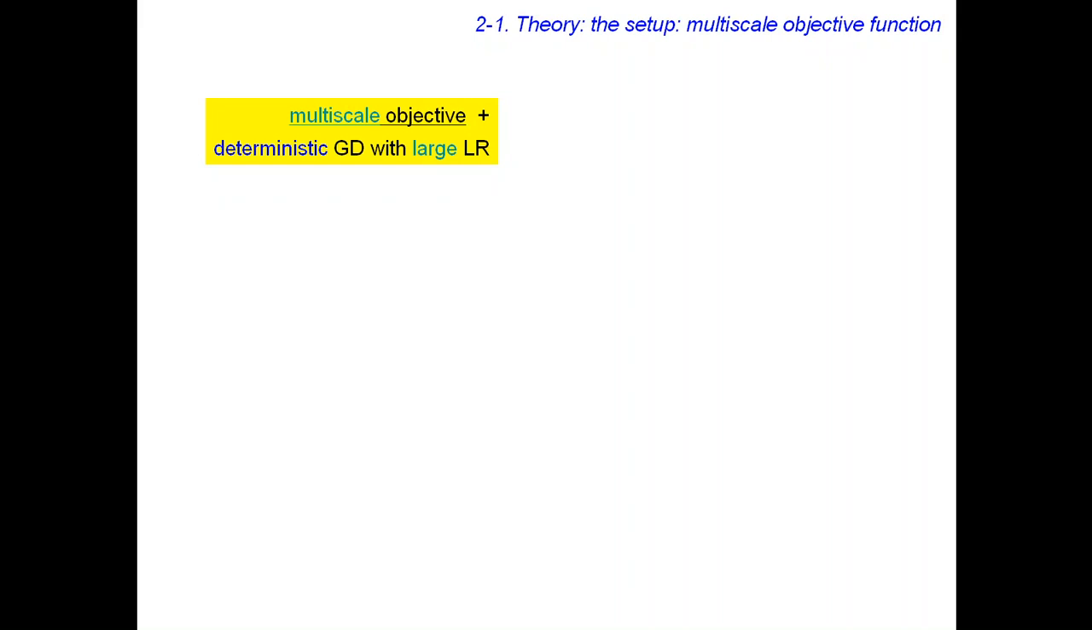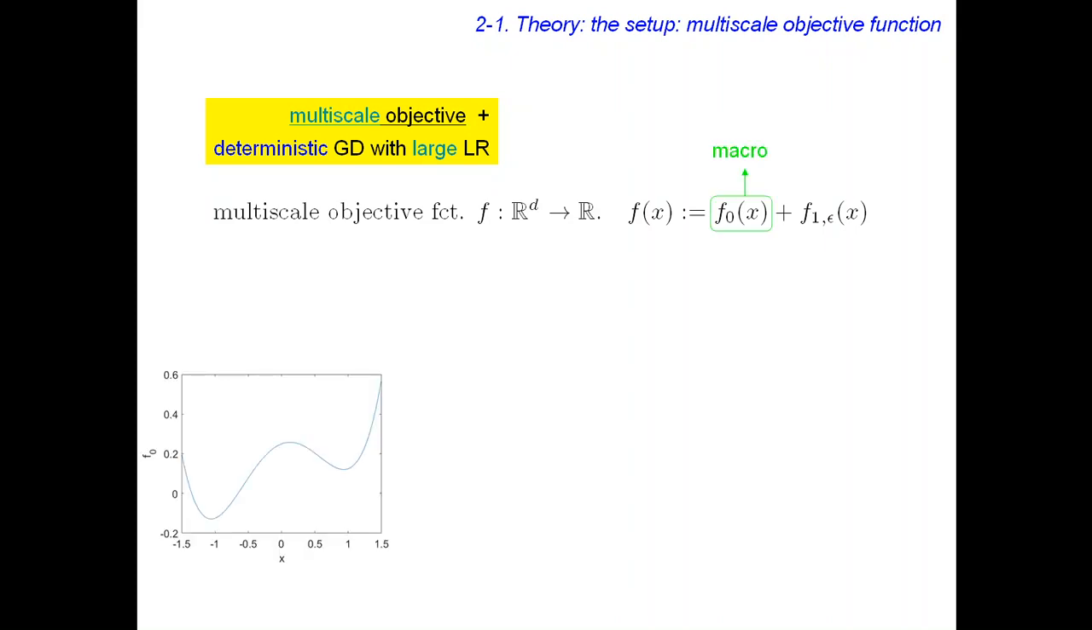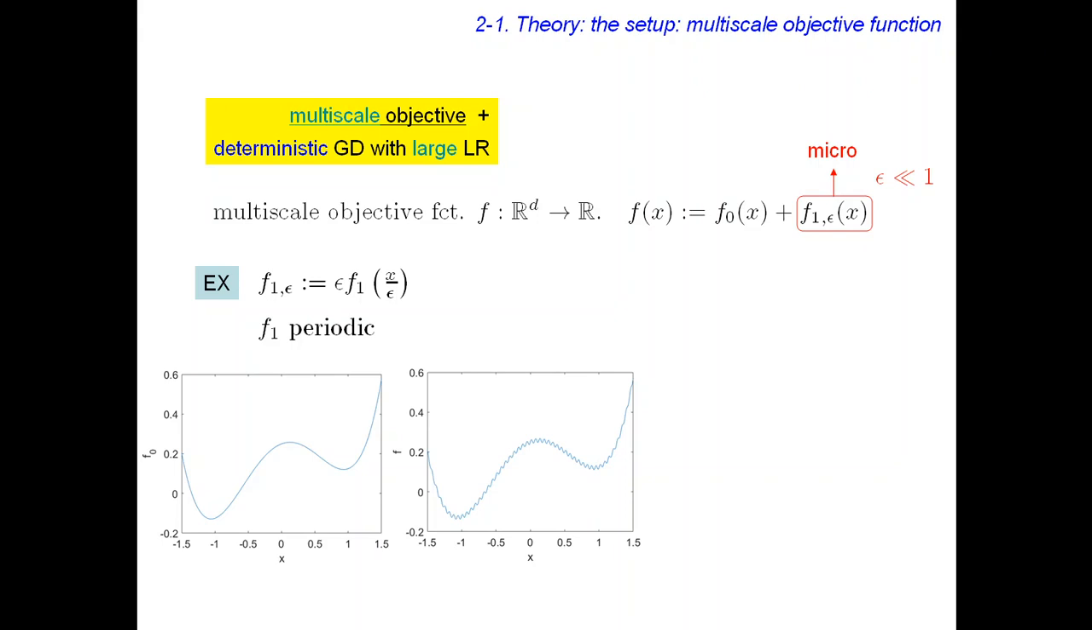Now let me be precise about my setup. So like I said, first of all, our theory requires the objective to be multiscale. And what I meant by that is the loss function is decomposable into a macroscopic part, such as this landscape plotted here, plus a microscopic loss, which depends on a small parameter epsilon.